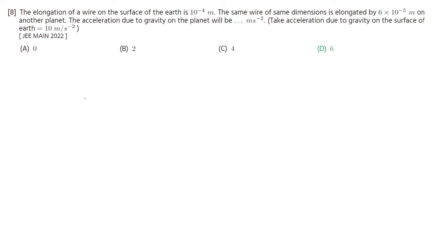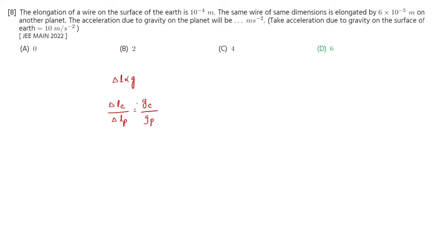The same wire of same dimensions is elongated by 6 into 10 power minus 5 meter on another planet. So here elongation is directly proportional to g. So elongation produced on earth divided by elongation produced on a planet is equal to g value on earth divided by g value on the planet.